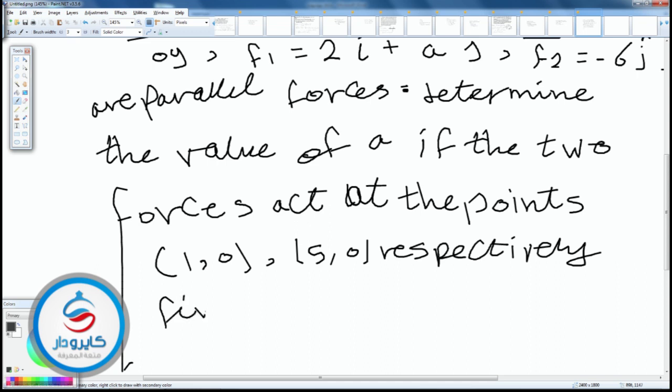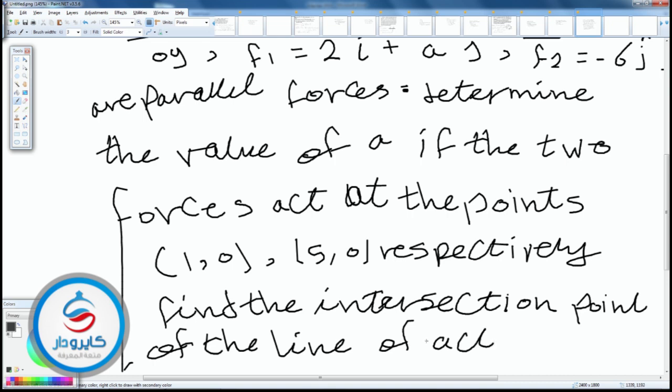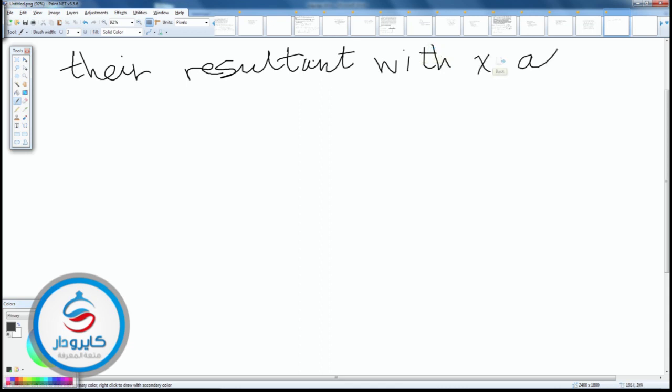Find the intersection point of the line of action of the resultant with the x-axis. Solution.